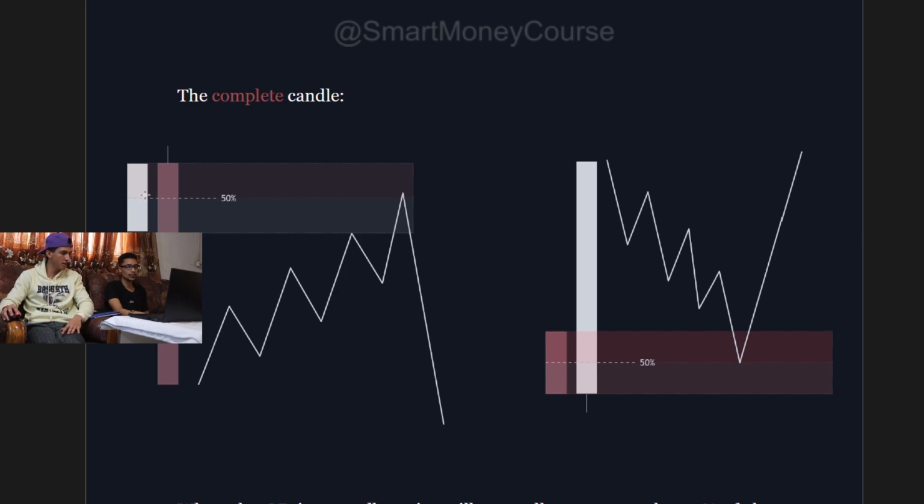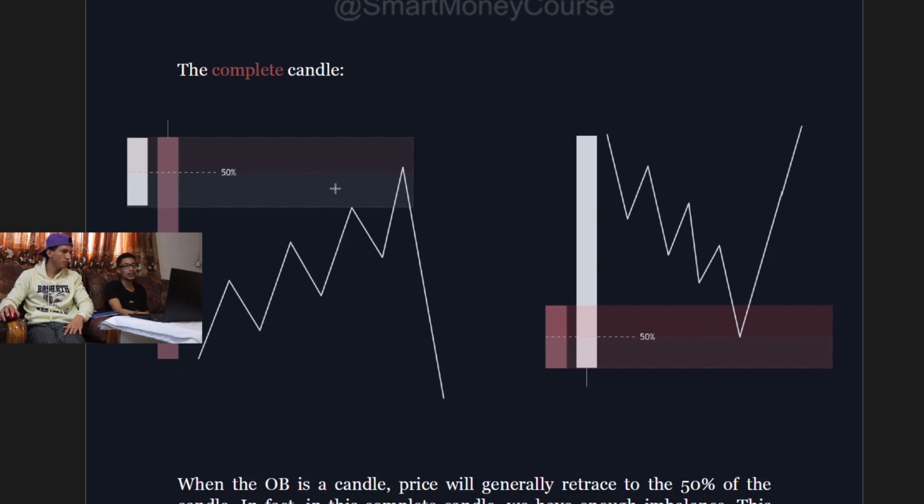The complete candle is basically one green candle, or the opposite of a red candle, and then we have a big wick of the opposite candle, for example. That is how to identify an order block. It's like an engulfing candle, as we can see here in the opposite. Yes, that's engulfing, 100%.